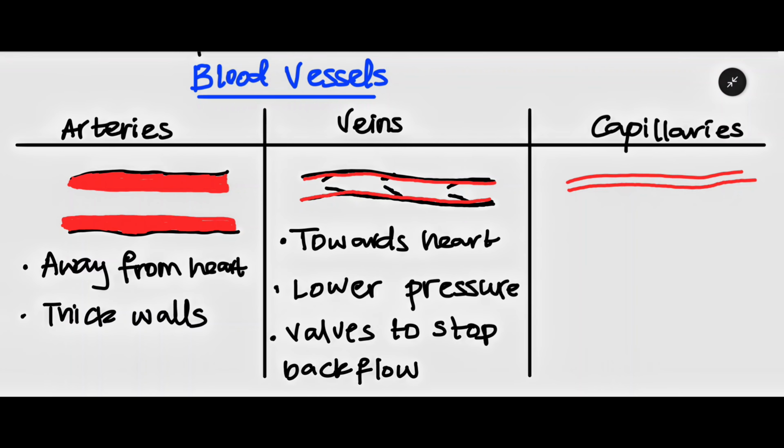Next we have capillaries. Capillaries are tiny blood vessels where gaseous exchange happens. They're very important for gaseous exchange, whether it's gaseous exchange of oxygen or different types of exchange of nutrients and of waste products. They also have very thin walls.